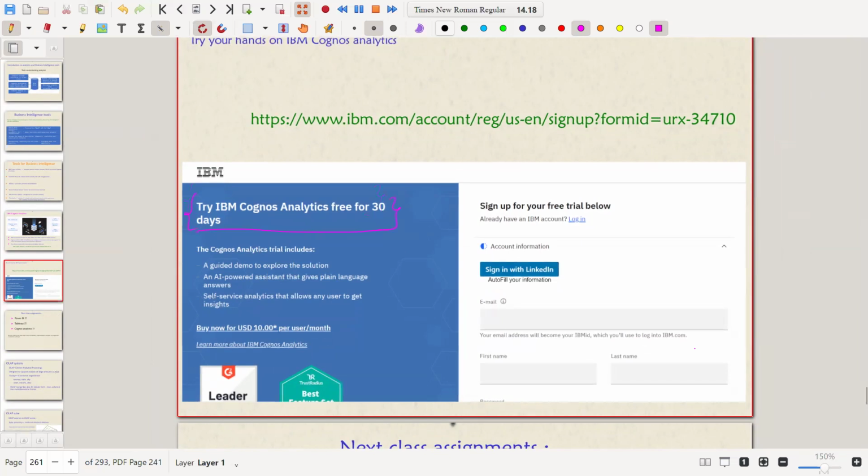I hope it is still there. At least last year it was there. I have not checked this year. So I suggest try the IBM Cognos Analytics free for 30 days, so you can see what it does. The trial includes a guided demo to explore the solution. AI powered assistant gives plain language answers. Self-service analytics that allows any user to get insights. So I strongly suggest that you try this out. At least it will stand out as a good idea in your CV.